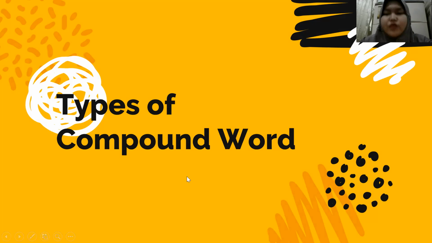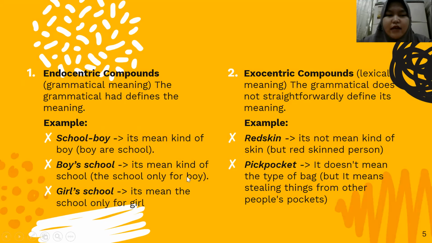Types of compound words. There are two types. The first is endocentric compounds. This uses a grammatical meaning. For example, boys' school. It means a kind of school, but this is only for boys. Also, the second one is girls' school. It means a kind of school, but this is only for girls.